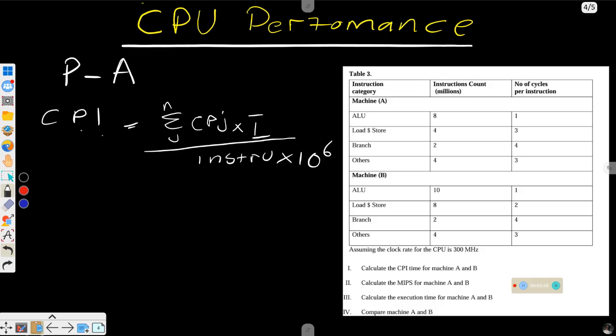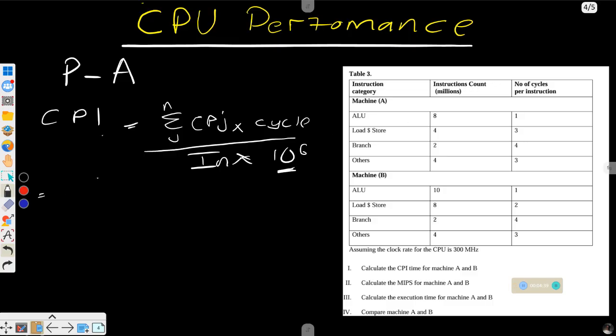Now that you have seen the formula, it means the sum of CPI times number of cycles, I'm sorry, it's not an instruction here, let's do that again: the sum of instruction count times number of cycles, over your instruction count, times 10 to the power 6. The reason for 10 to the power 6 is because the count is in millions.